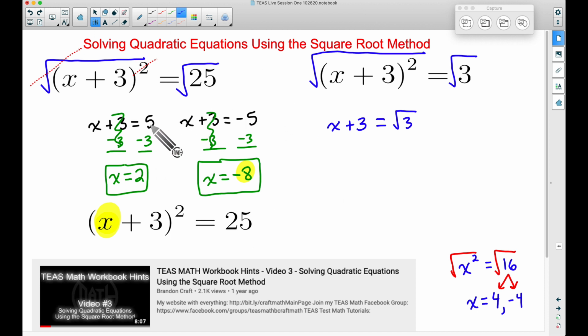But let's not forget, we have a positive answer and a negative answer. So I'm going to write out the equation again, and I'm going to say it's equal to a positive square root of 3, and now we have a negative square root of 3. I know this looks weird, but the only reason I'm leaving them there is because it is an ugly number. It's a decimal that just keeps on going. But now, very similar, we're going to subtract 3 from both sides.